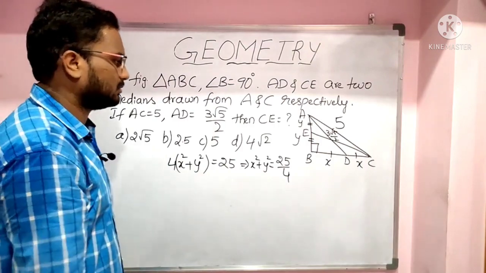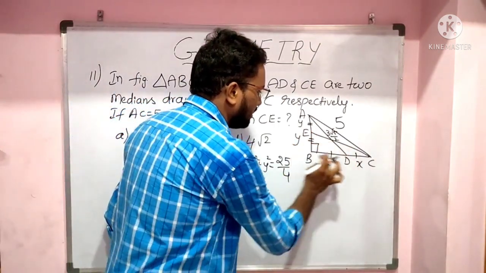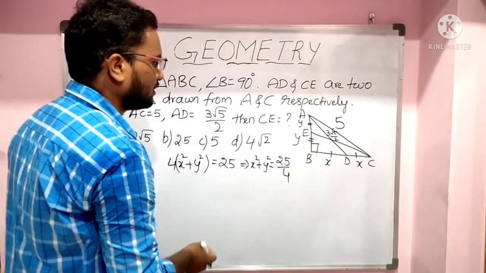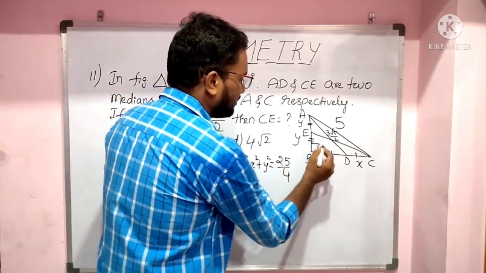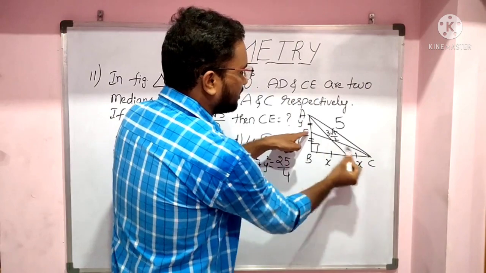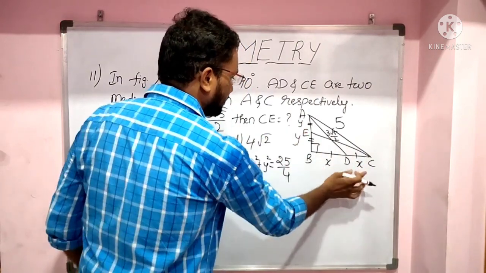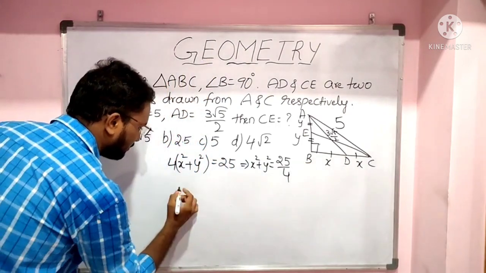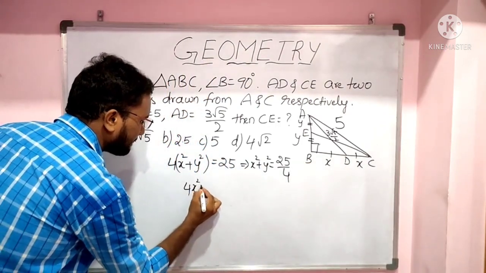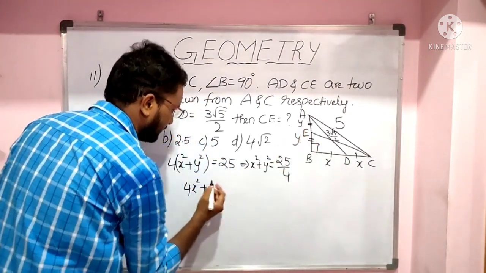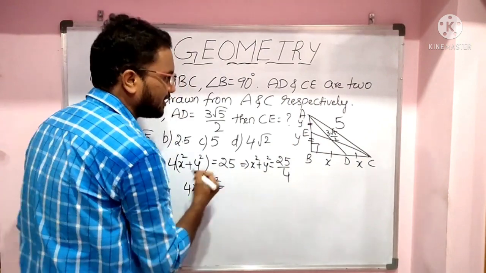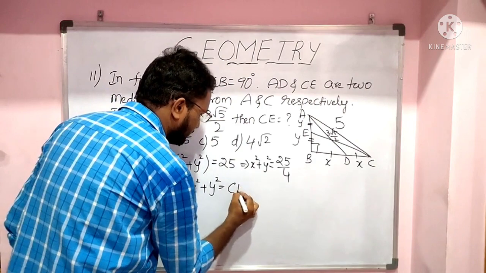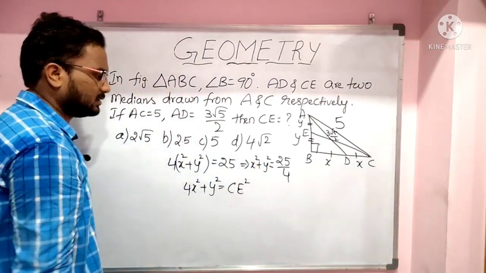Now let us take this triangle. From this triangle, this is 90 degrees, so EC is the hypotenuse. So side square plus side square: x plus x, 2x, so 4x square plus y square equal to EC square, CE square.